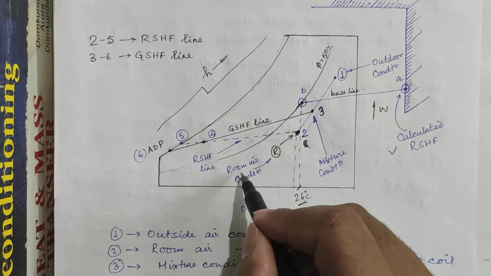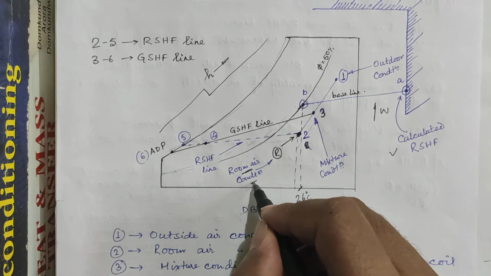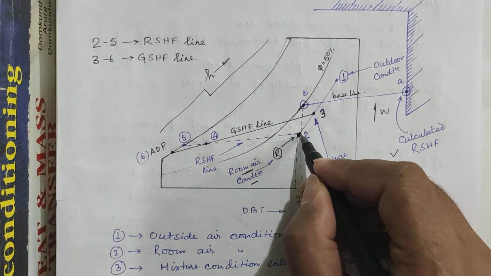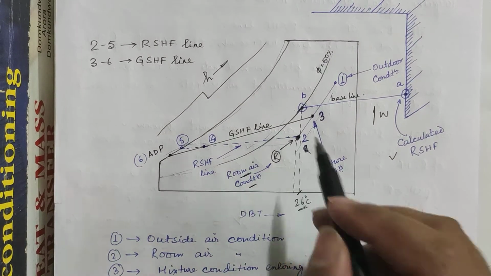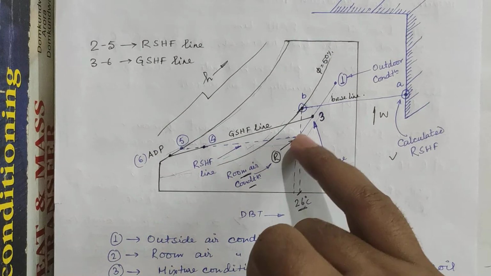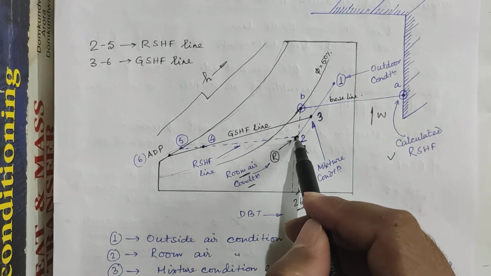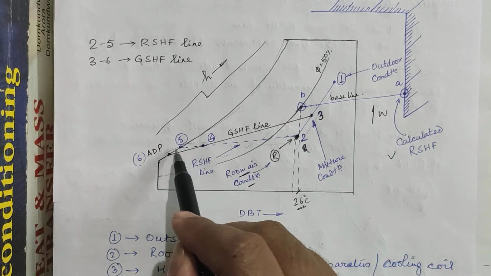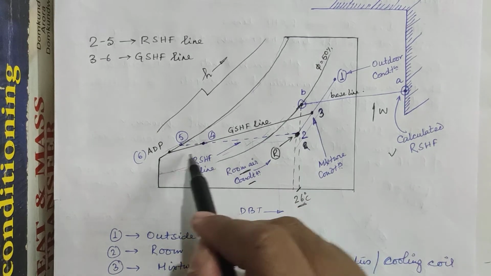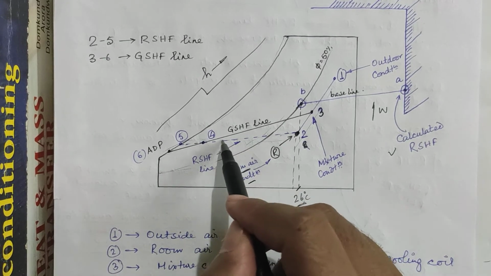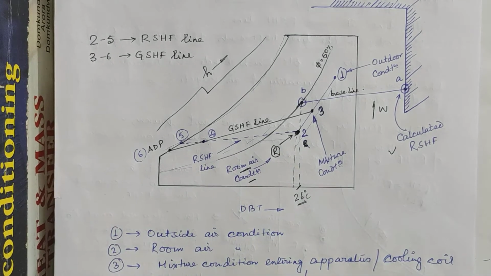Now if we know the room air condition, then corresponding to that also locate the room air condition in the psychrometric chart. So point 2 is known, point 3 is known. Now corresponding to point 2, draw a line which is line 2, 5, which is parallel to this baseline. That is known as RSHF line, room sensible heat factor line, 2 to 5.